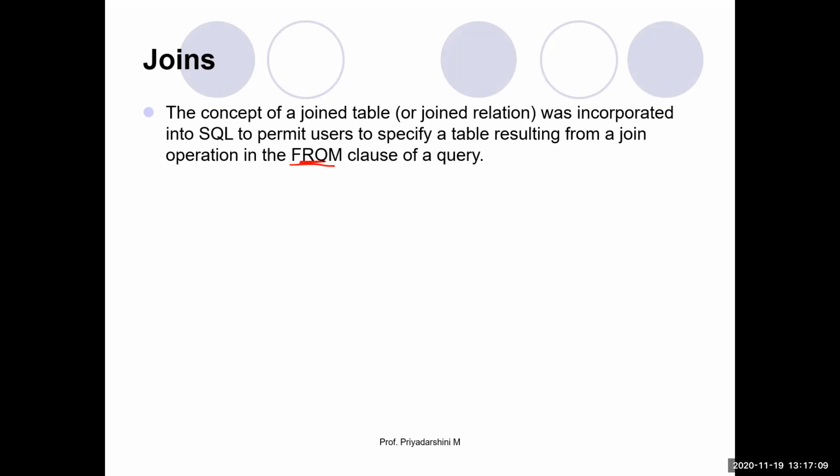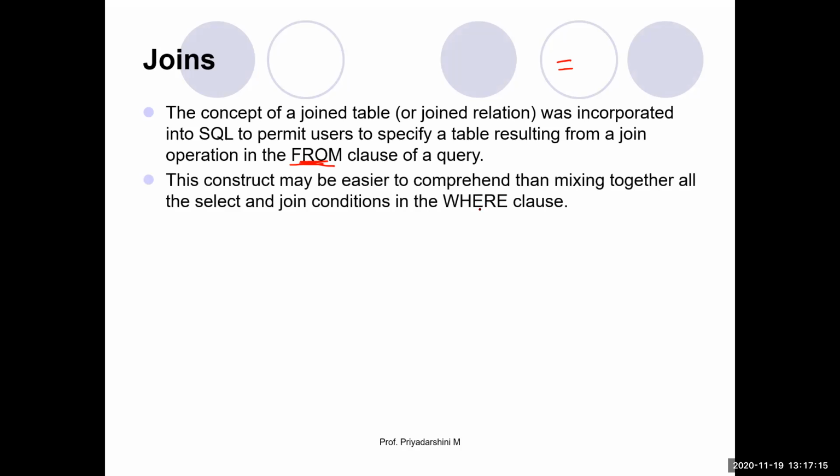But this join we use in the FROM clause, whereas our normal join we use in the WHERE clause. It is much easier to comprehend than mixing together all the select and join conditions in a WHERE clause. So the current joins that we are doing are always better than the previous. So let's see how much better it is.